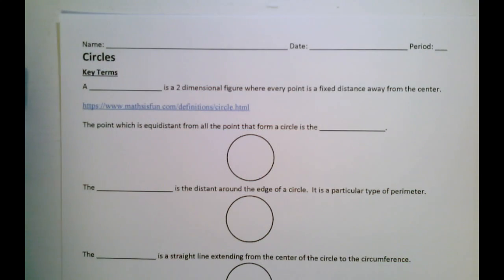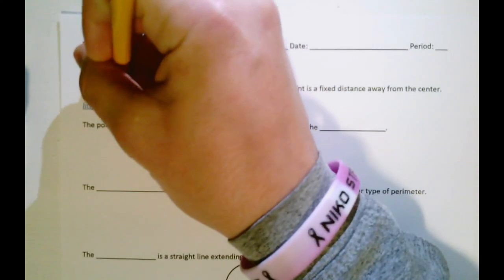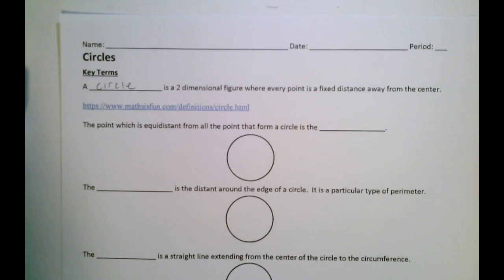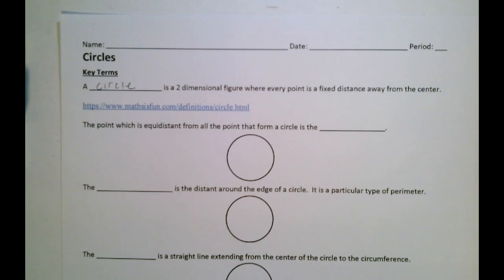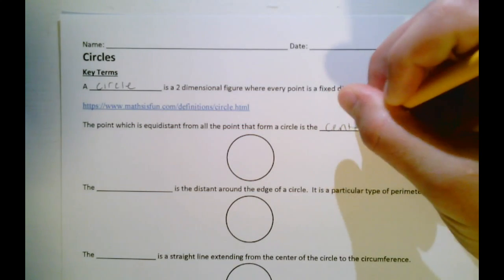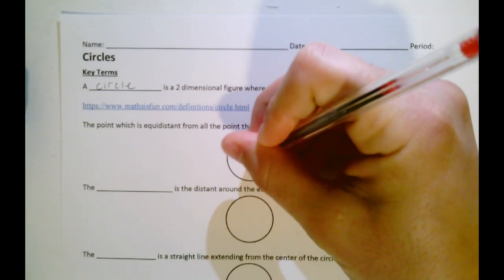So let's start with our topic today, circles. Key terms: a circle is a two-dimensional figure where every point is a fixed distance away from the center. All these key terms that we're going to talk about today, and we're only going to focus on key terms today, have to coincide with circles. If you click on this link here, there's a nice interactive example of a circle. The point which is equidistant from all points that form a circle is the center. So the center is going to be in the very middle of the circle.